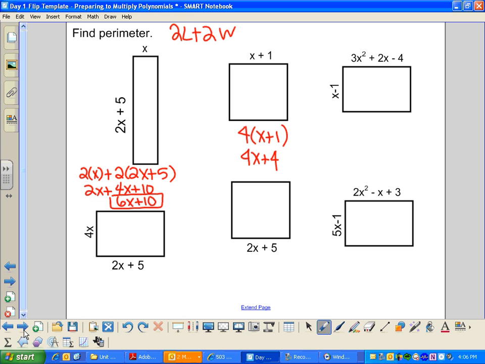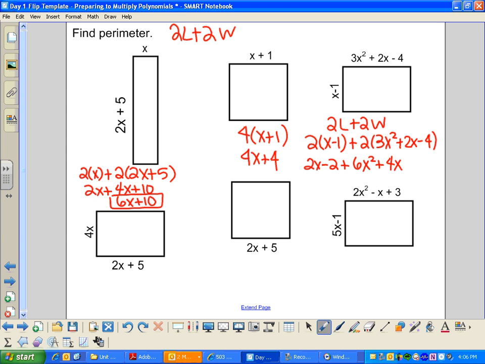So the next one is 2 times the length plus 2 times the width. I'm going to just write that because this is going to become complicated. So I'll do 2 times x minus 1 plus 2 times 3x squared plus 2x minus 4. All right, let's break it down. 2x minus 2 plus 6x squared plus 4x minus 8, or plus negative 8. Oh, it's not too hard. I just have to combine like terms. I'm going to do my term with the highest degree first. So I'll have 6x squared plus, what are my x terms? 6x plus negative 10.